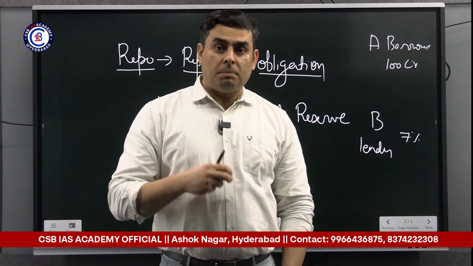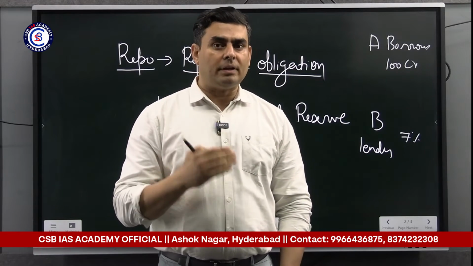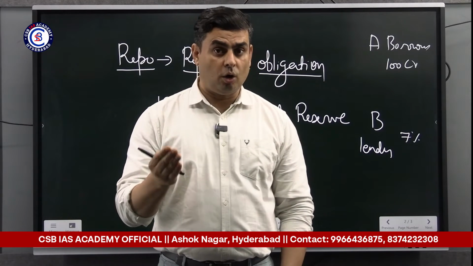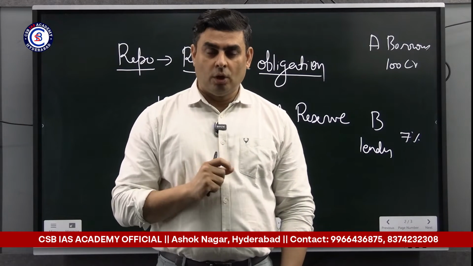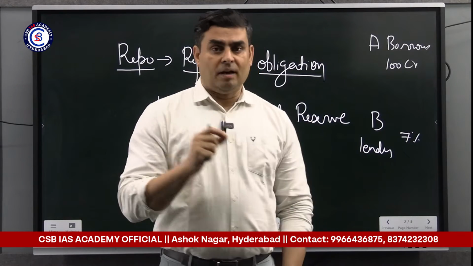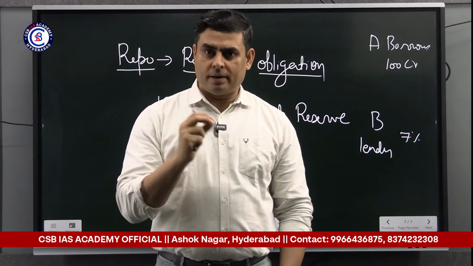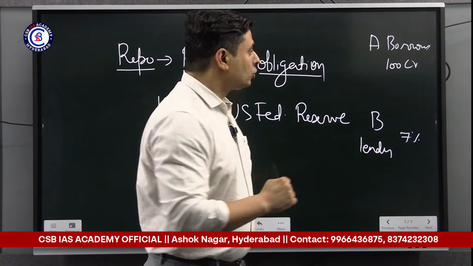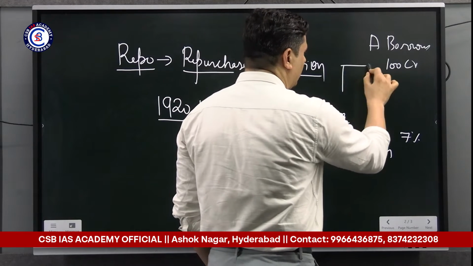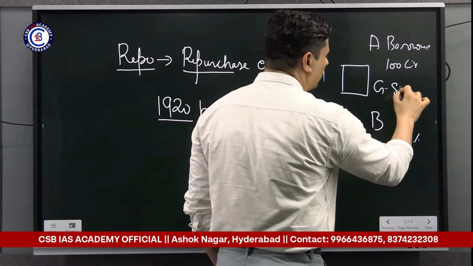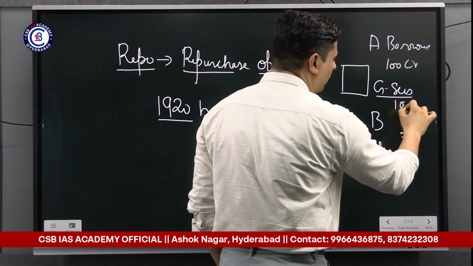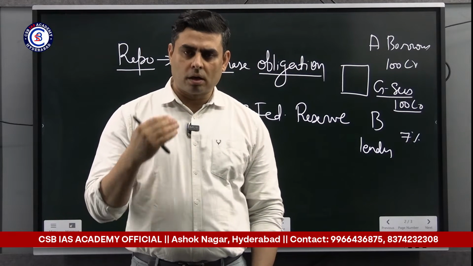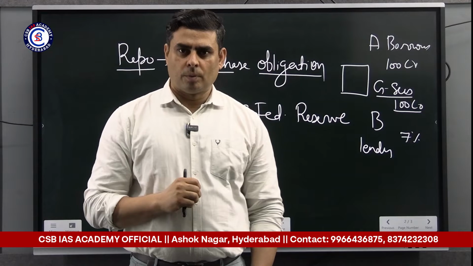B. But B is a little bit anxious whether A will accept and will pay on time and the full amount. So B said, okay, you will repay 107 crore, but I need some guarantee. Fine, I need some guarantee. So A said, I am giving you a government security, in short G-Sec, having the worth of 100 crores. Having the worth of 100 crore government security, I will give you.